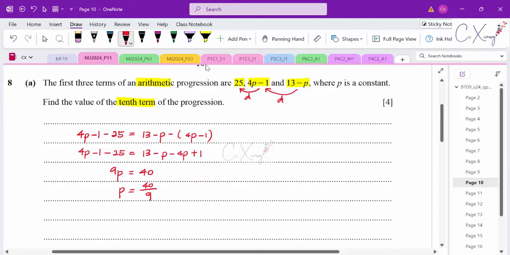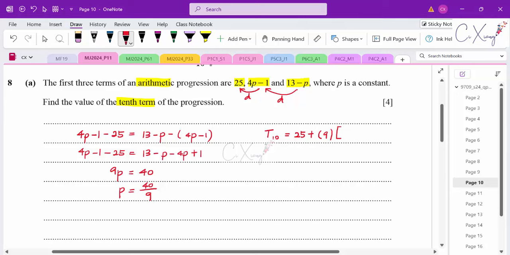So to find the 10th term, it will be T10. Okay, so what is the formula for T10 basically? It should be A plus n minus 1 D, right? So what is your A? A is 25, the first term, plus n minus 1, which is 9, and D. Okay, so now what is my D here?